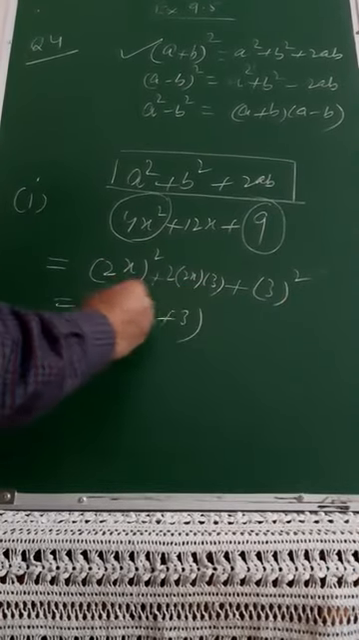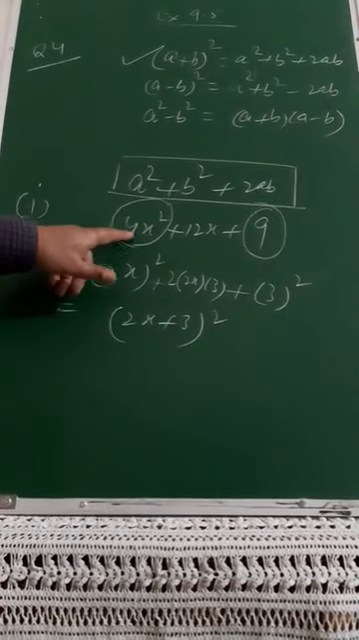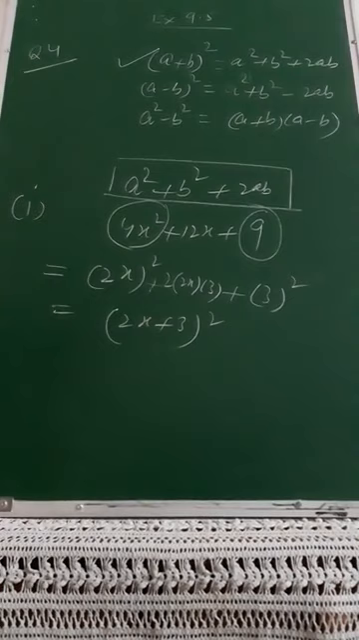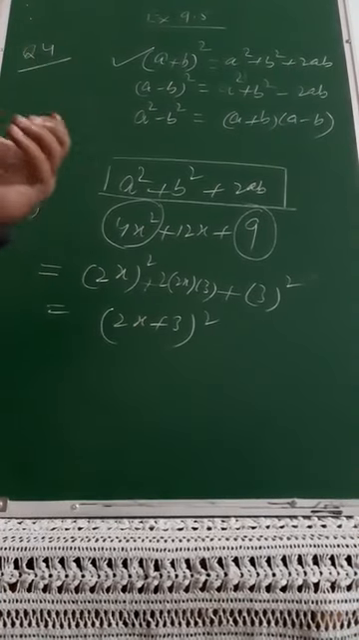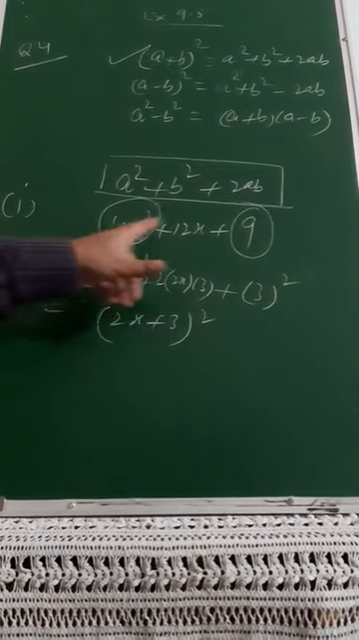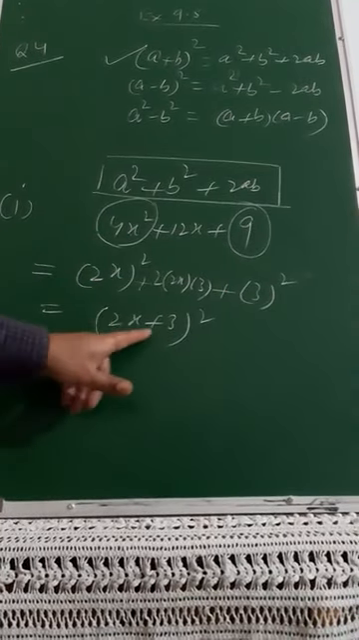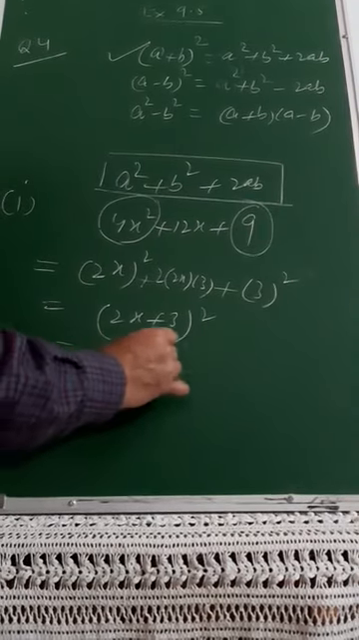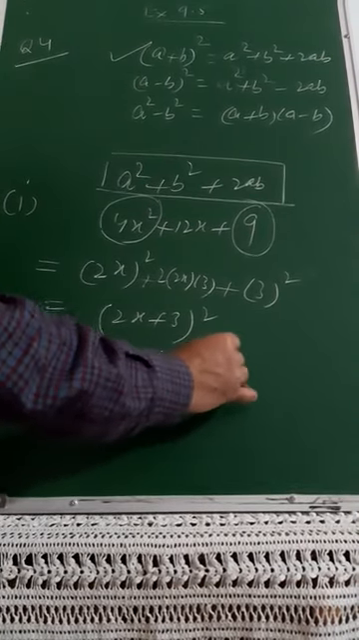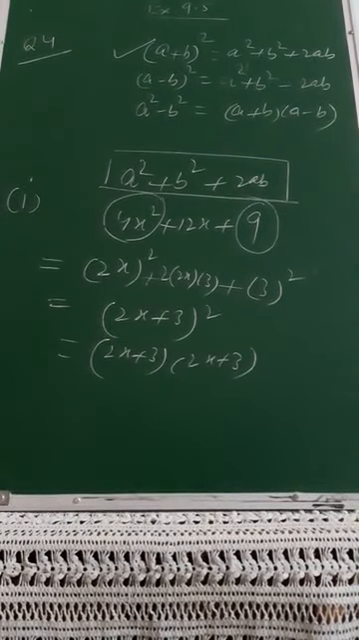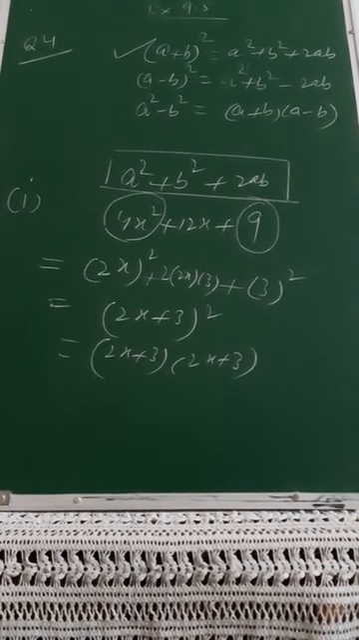(a + b) whole square. Here a is 2x and b is 3, which I can identify only from those two perfect squares. I have to write that if all three terms carry the positive sign, it is (a + b) whole square. So (a + b) whole square can finally be written as (2x + 3)(2x + 3). That's all. This is factorized. So I hope you understand.